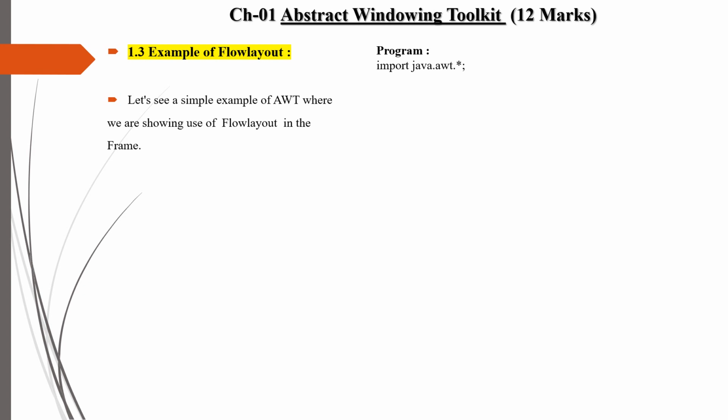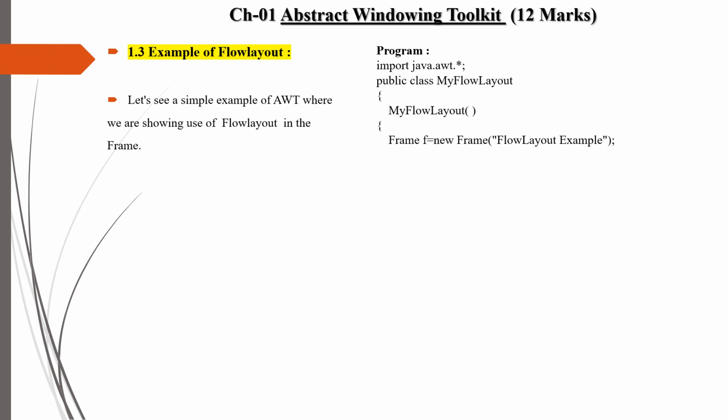Next we see an example of FlowLayout. Let us see a simple example of AWT where we are showing the use of FlowLayout in the frame. So the code for the example is: first we import the java.awt package. All layout manager classes are also present in the java.awt package, so we use the java.awt package. Then we define one class, MyFlowLayout. Inside the class we create the constructor of the class.